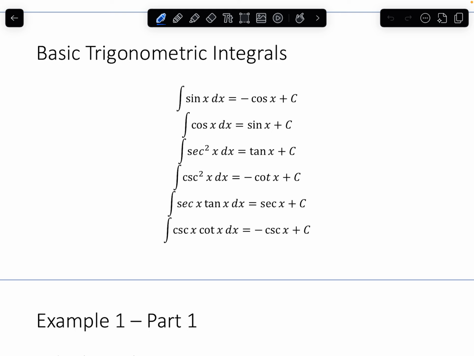The integral of the secant of x times the tangent of x dx is the secant of x plus c. And the integral of the cosecant of x times the cotangent of x dx is the negative cosecant of x plus c.